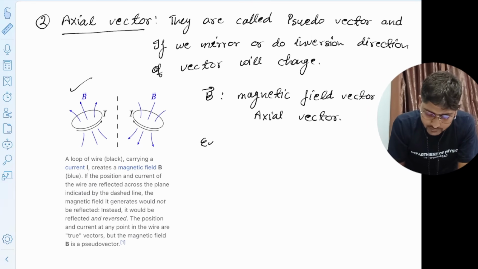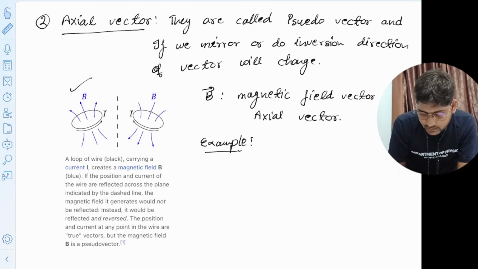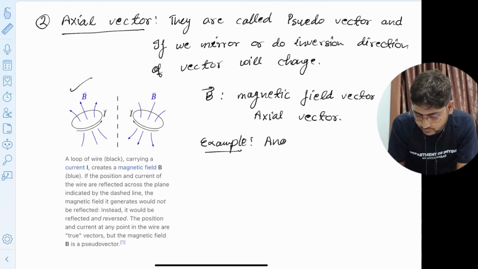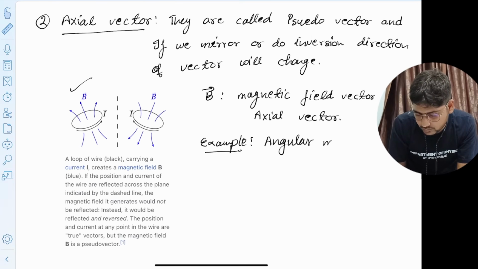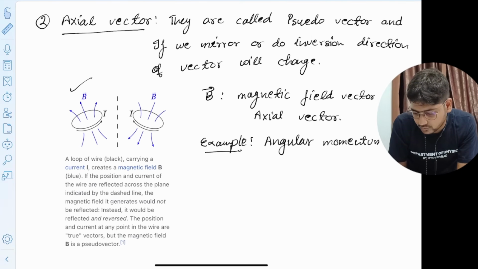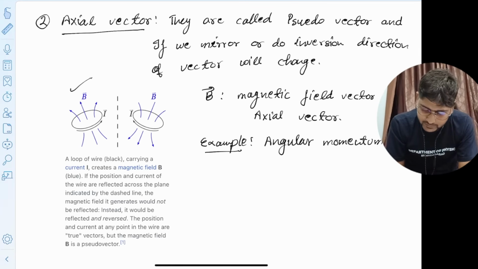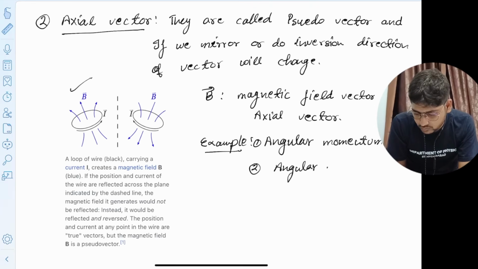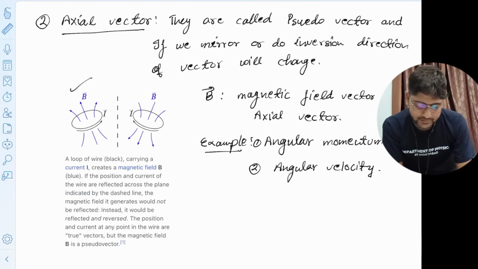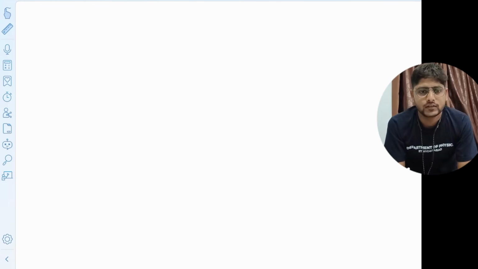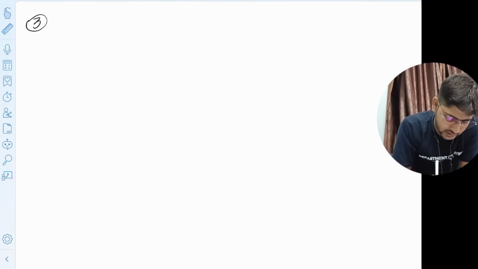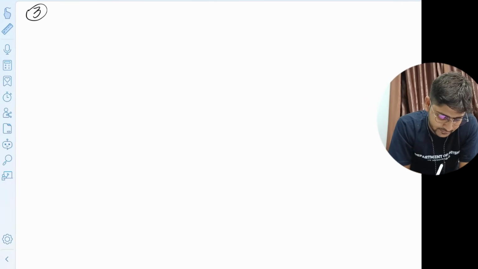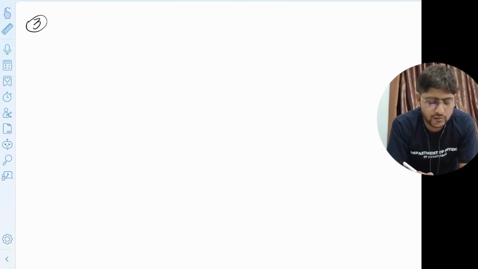In the same way, another example of an axial vector is angular momentum, or we can say angular velocity. So these are the examples of our axial vector. Now we will move towards like vectors. This is our third point. Axial vector was second. So now we will discuss like vectors.